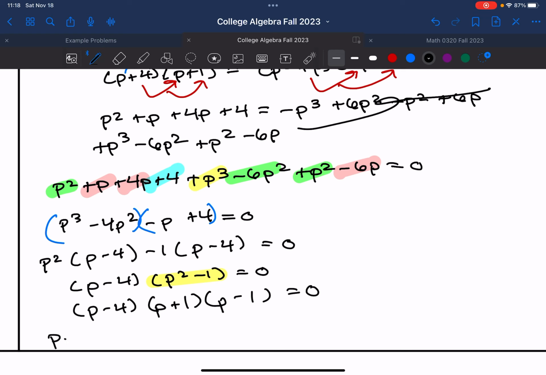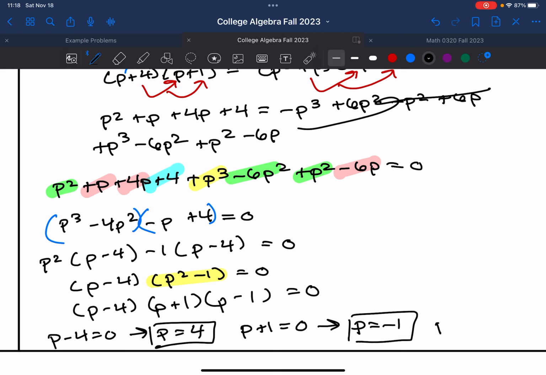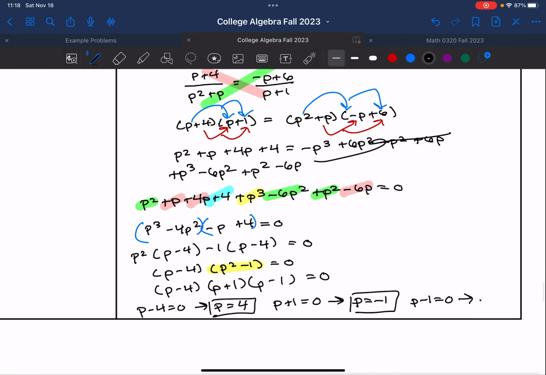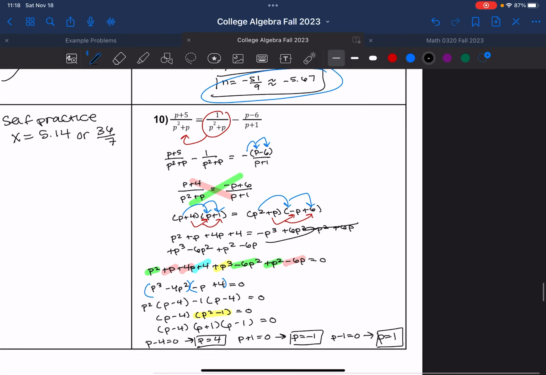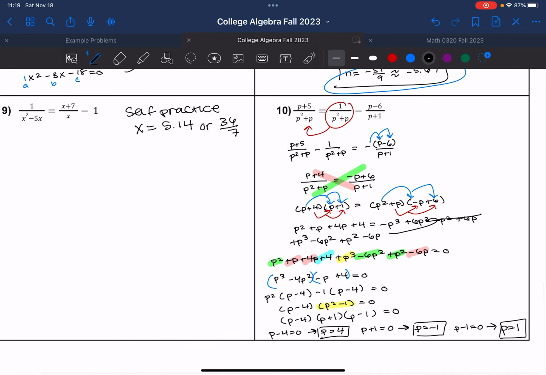So I have p minus 4 equals 0, which means p is equal to 4. I have p plus 1 equals 0, which implies p is equal to negative 1. And p minus 1 equals 0, which implies that p is equal to 1. So I'm going to have to check all those numbers, 4, negative 1, and 1, and see if any of them make my denominators up here 0.